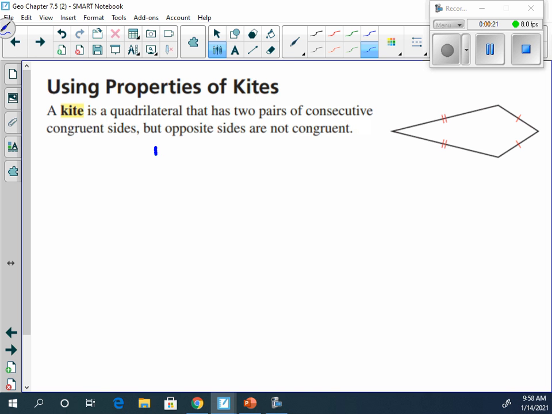But opposite sides are not congruent. So this one is not a parallelogram. Consecutive congruent sides, so the sides that are next to each other, two are going to be congruent, and we'll have two of them. So these two sets of sides are congruent, and these two sets of sides are congruent. We'll have two sets of congruent sides, and the sides opposite each other are not going to be congruent.